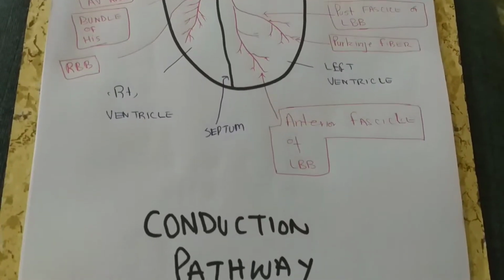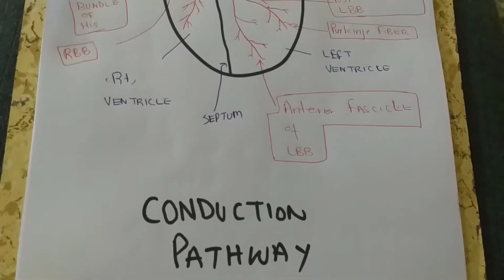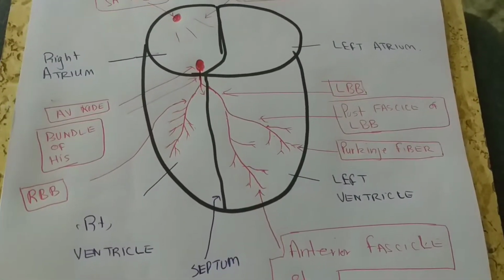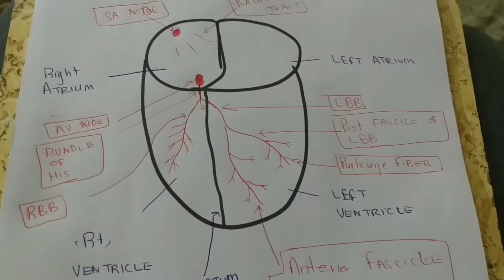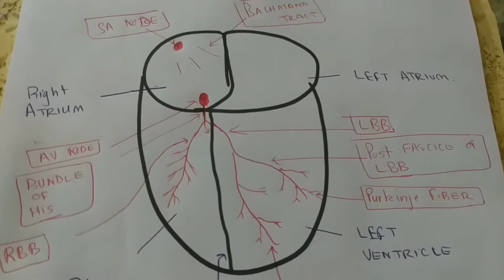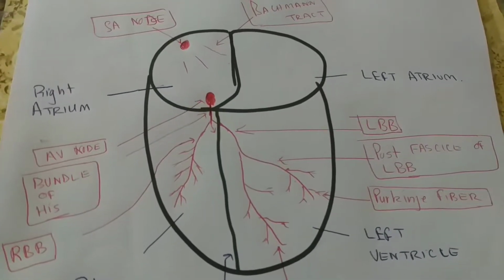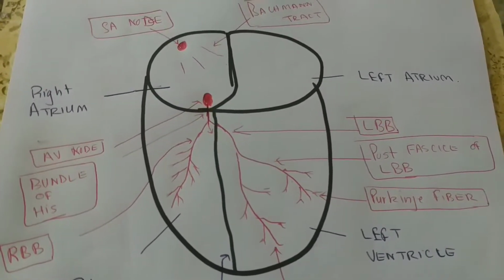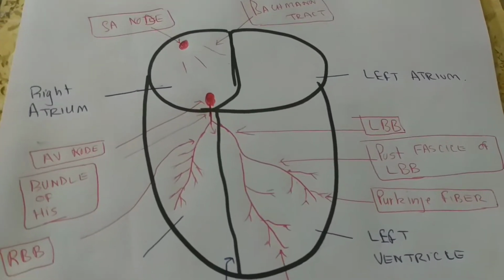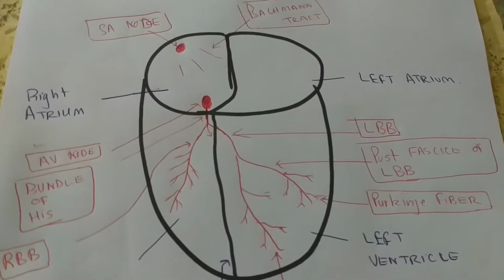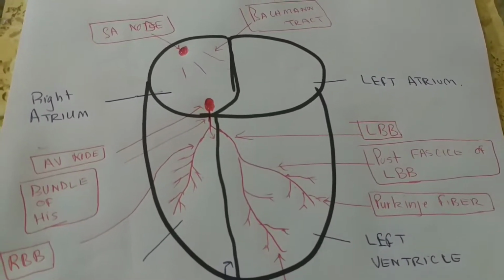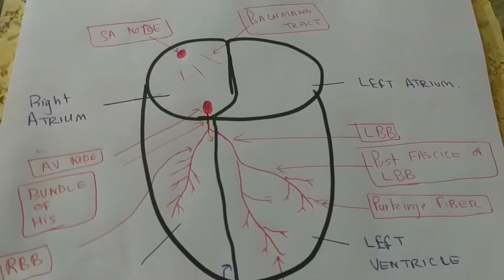Now, if we look at the conduction pathway of the impulse generation and its transmission in the heart, we see it is generated in the SA node, the sinoatrial node, which is located in the right atrium, around the area where the superior vena cava enters the right atrium. So the SA node is located in the right atrium, and it automatically generates impulses at a rate of 60 to 90 times per minute.